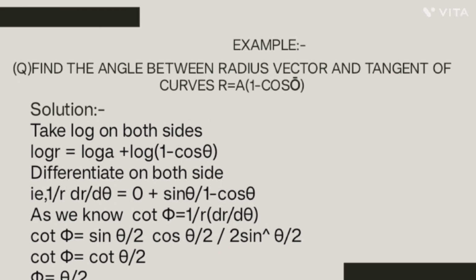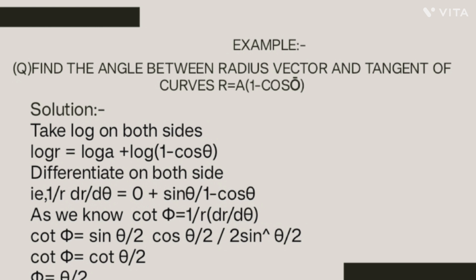Find the angle between the radius vector and tangent of the curve r is equal to a of 1 minus cos theta. The simple thing is we need to take log on both sides and differentiate with respect to theta. We'll get equations. We need to apply a formula there. I will show you here.